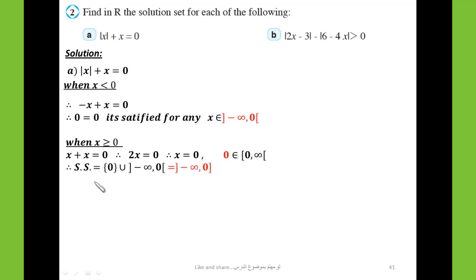And the solution set will be the union of the two solutions. The first solution is the interval negative infinity to 0, and the second solution is 0. Here, this is 0. And 0 union negative infinity to 0 equals this interval negative infinity to 0 closed. Here it is open. When you add 0 to this interval, we have closed 0.